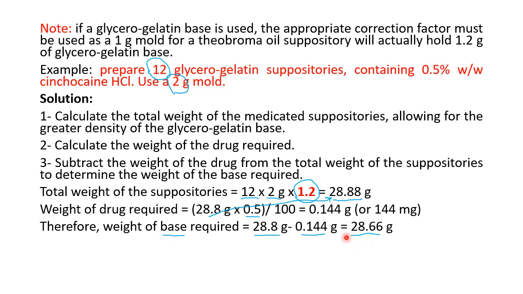So we need to mix 28.66 grams of the glycerogelatin base with 144 milligrams of the active ingredient, and using a 2 gram mold to prepare 12 glycerogelatin suppositories. That's it.